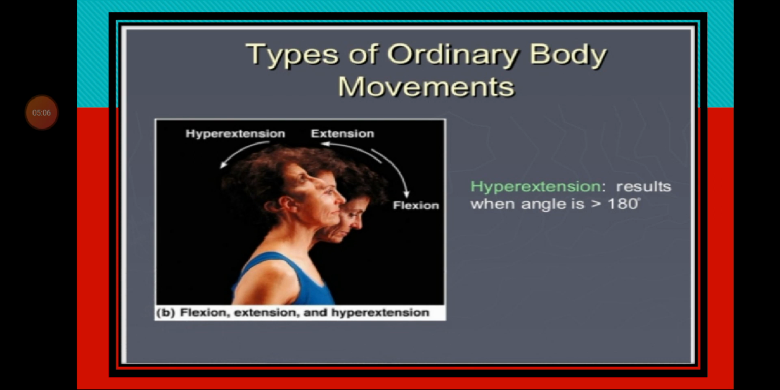So you can see that from the usual mode to the front position, when we move the head forward, it is in flexion mode, and when it goes back up to 90 degrees or more, it is called extension mode. And when it crosses this 90 degrees up to 180 degrees, it is called hyperextension mode of movement.